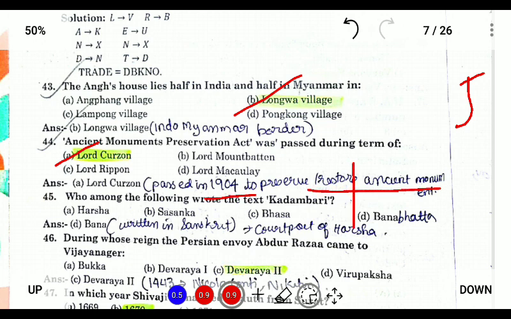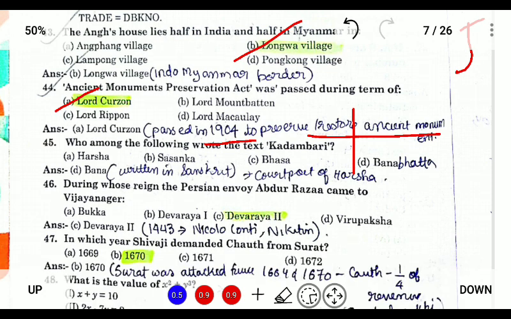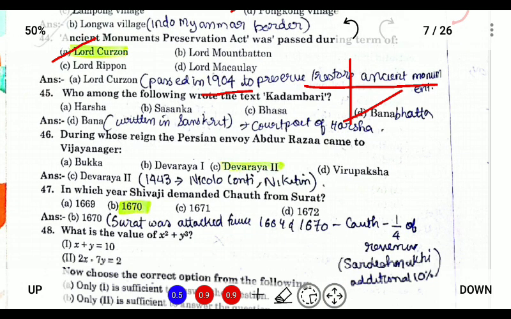Next, who among the following wrote the Kadambari? So Banabhatta, who was the court poet of Harsha, wrote the book Kadambari, and he wrote it in Sanskrit.